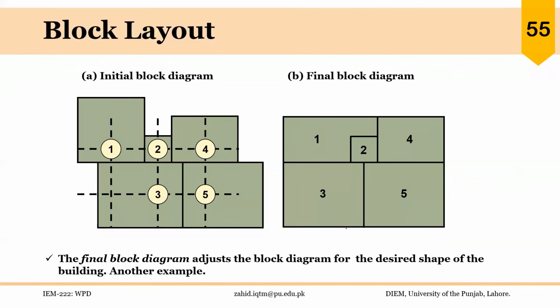Here is another example. We have 5 departments here, and this initial block diagram can be merged in different ways. This is one of the options. You could see that department number 2 here is at the boundary of departments 1 and 4, that is, at the intersection of departments 1 and 4. Of course, depending upon the shape of the building that you require and the available area, and based on the closeness rating, you could have different possibilities.